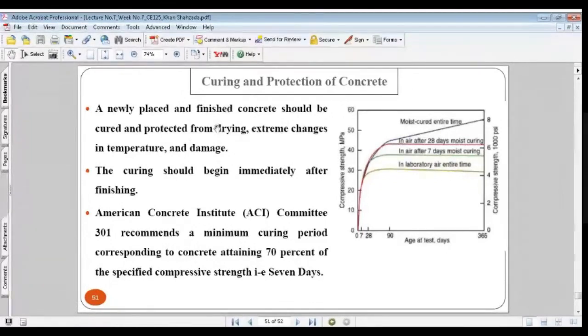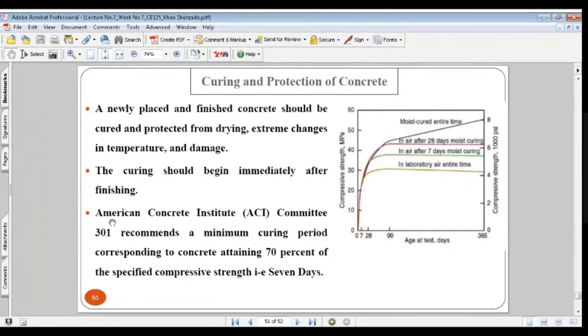Once you place a new concrete and you finish its surface, what is the next step? You will have to protect it from drying, from extreme changes in temperature, and from damages, that is, autogenous shrinkage, dry shrinkage, and other damages. So how can we do this? The covering should begin immediately after finishing. Once you have finished the surface and you see that it has hardened, you can spray water on it, or you can cover it with some sheets or bags, and you should immediately start covering the concrete.